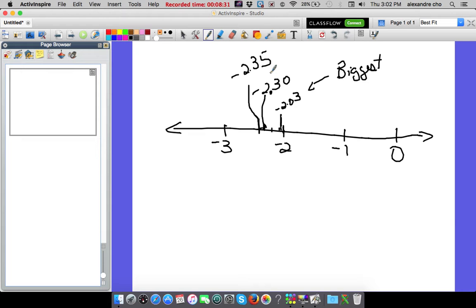So who had it correct? It was Lisa. Lisa said 2.35 is less than 2.30, which is less than 2.03. So Lisa had it correct. Okay, number line comes in handy. Once you place the numbers on the number line, you can't really mess it up, because they will be in order from least to greatest.